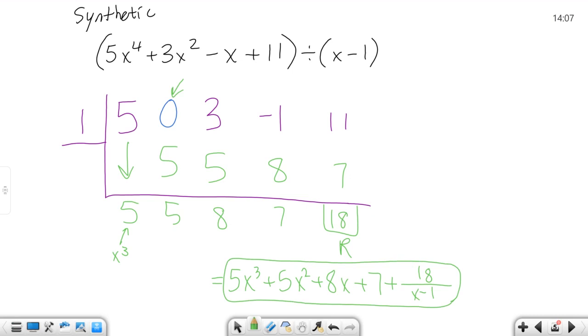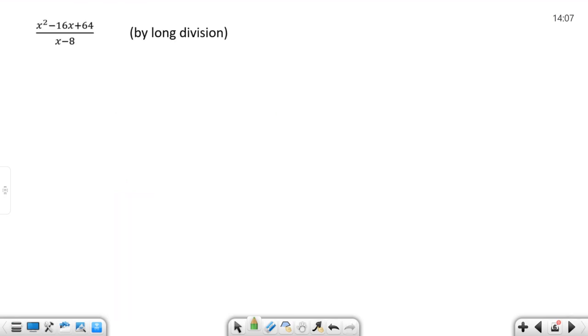So the big idea here was I wanted you to see the 0 that was left out there. And I also did one that didn't have anything to do with the power being 4. I just left something out there. So let's move on to long division.